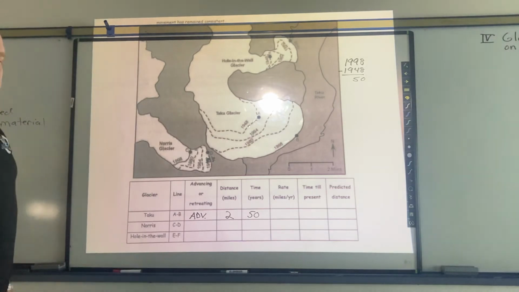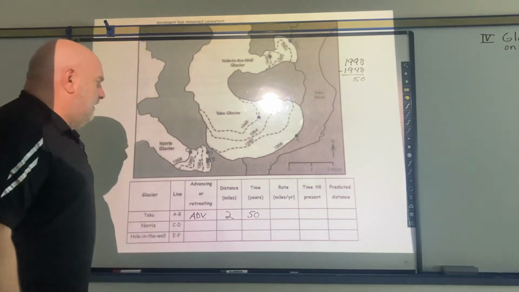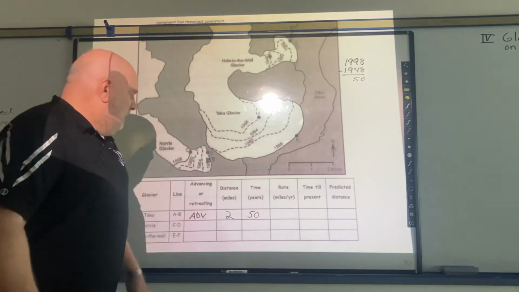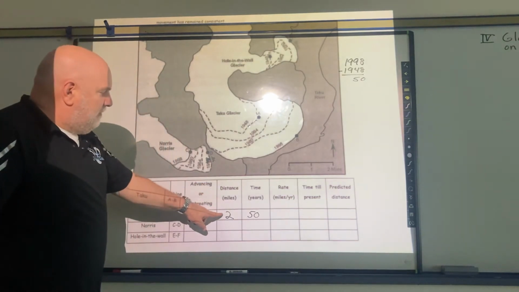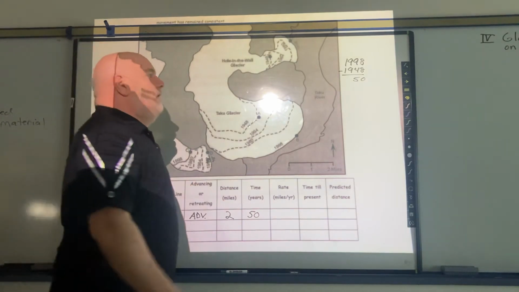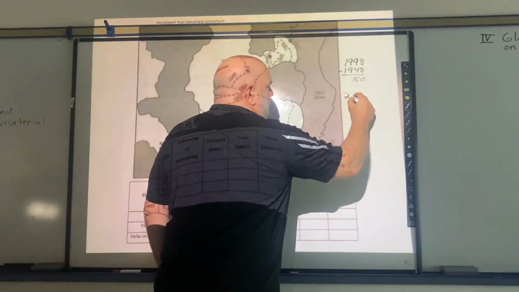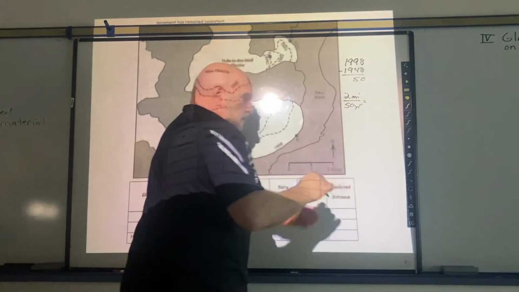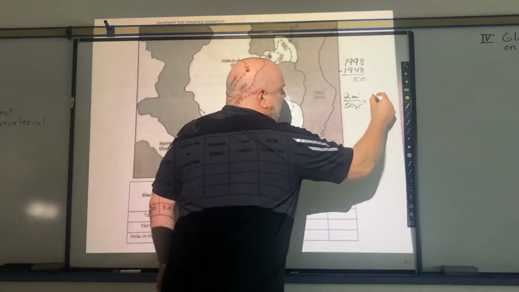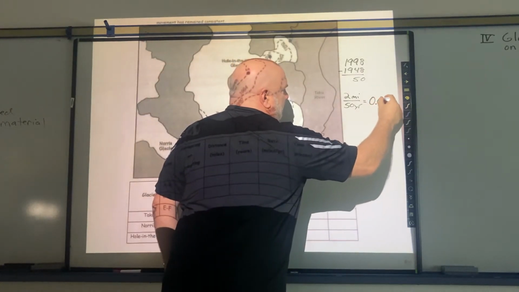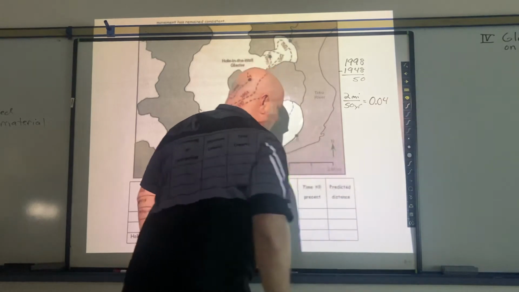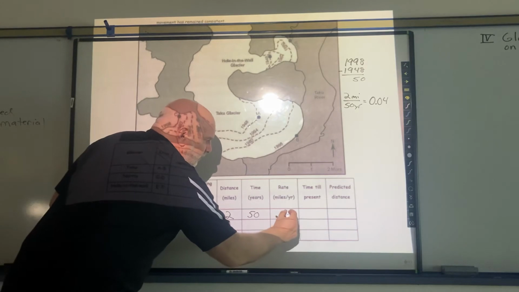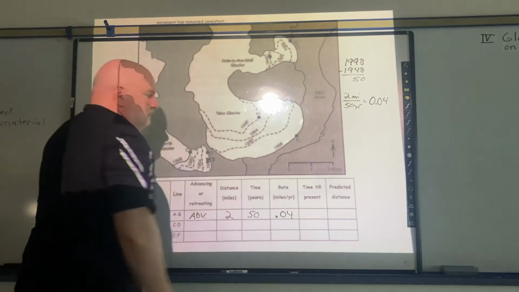Next, the rate at which the glacier is advancing. The rate is going to be the distance divided by time. So this glacier advanced 2 miles over 50 years. If I do 2 miles divided by 50 years, punch that into my calculator, that works out to be 0.04. So that's the number that goes right there: 0.04 miles per year.